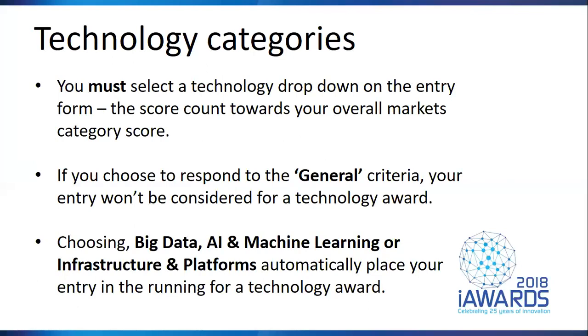So the technology categories. As I said, you must select one of the drop downs on the entry form under the technology categories. You can choose to respond by selecting the general criteria, but if you select general, then you won't be considered for a technology award. If you select big data, AI and machine learning, or infrastructure and platforms, then you will automatically be placed in the running for those technology awards.